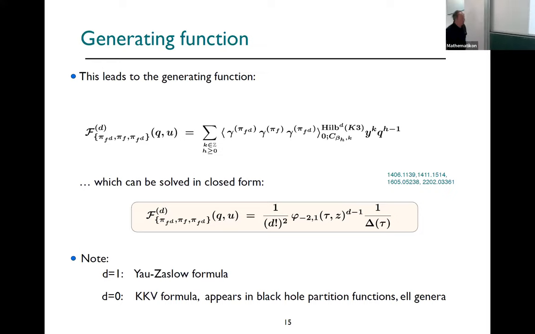And now the extremely important point is that this can be solved exactly to all orders, which involves such a theta form, which I will explain in the next slide. And it covers these special cases, namely if we set one, the theta form drops, and we get one over delta, 24, that's the usual Yau-Zaslow formula, and p equals zero, this is the KKV formula, that is, it ends up in the denominator, and this formula appears in many applications of black holes. There's lots of literature about the poles and whatever it means. Now, here it appears actually with positive power, so there are no poles here.